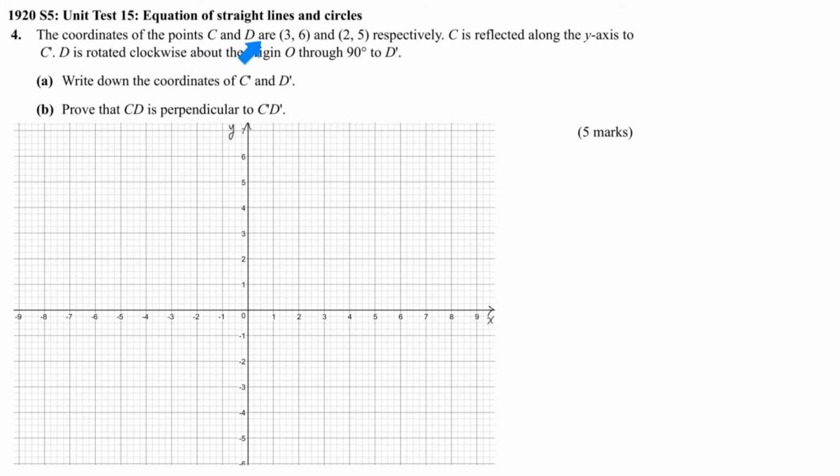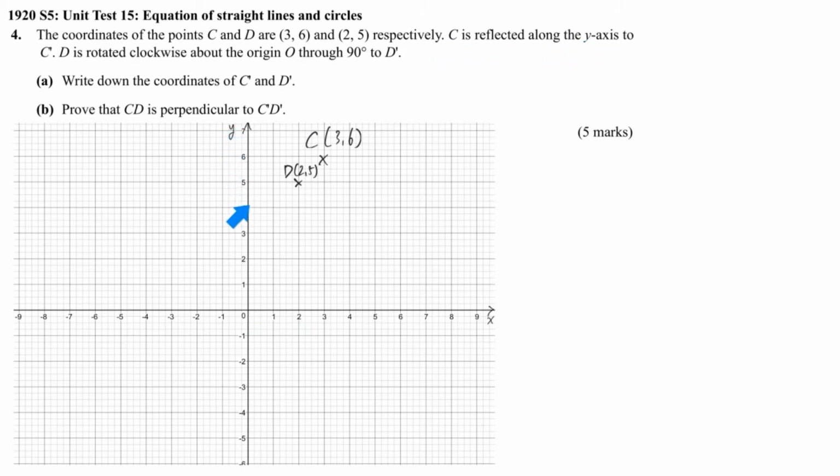In this question, there are 2 points, C and D, so you should roughly draw the positions of C and D. The first point is 3, 6: go right by 3, go up by 6, so this is the position of C. The second point, D, is 2, 5: go right by 2 and then go up by 5, and this is the position of D. Now they tell you that C is reflected along the y-axis.